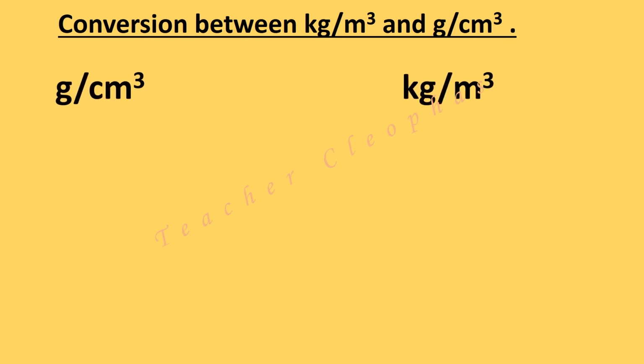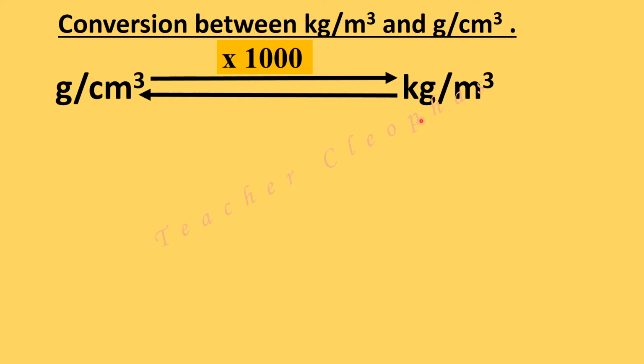In a simple way, if we want to convert from grams per cubic centimeter to kilograms per cubic meter, we simply multiply the value that we have by 1000. What about if we want to convert from kilograms per cubic meter to grams per cubic centimeter? In this case, we divide the value by 1000.